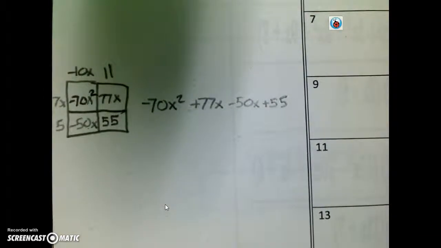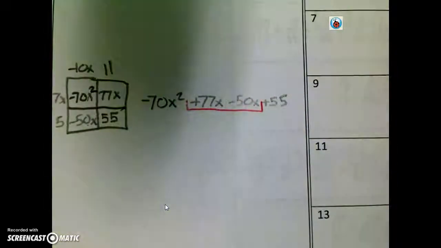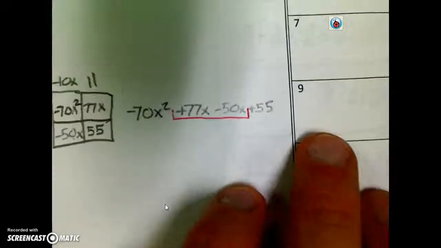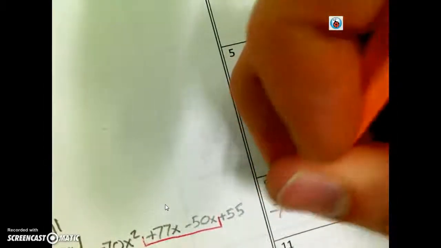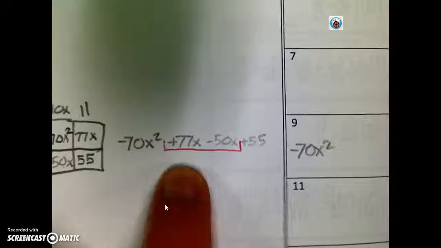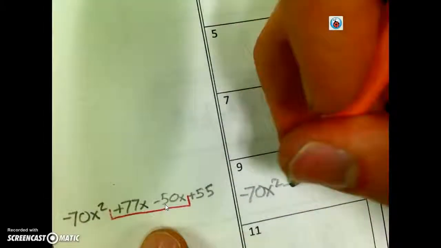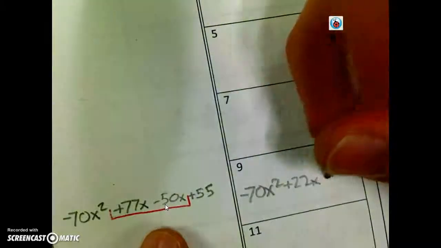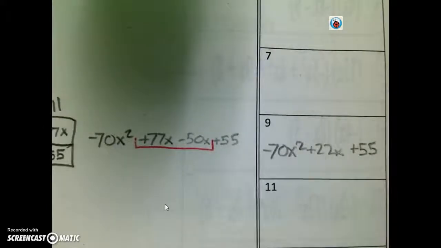All right, so those are our 4 terms. Be sure to identify your like terms as such. All right, and then now we're going to be able to phrase our final answer here. I got my highest exponent term first, my negative 70x squared. I've got the 77x minus the 50x, which will take me to a 22x. And then I have that 55 there on the end. That's all this first page is.